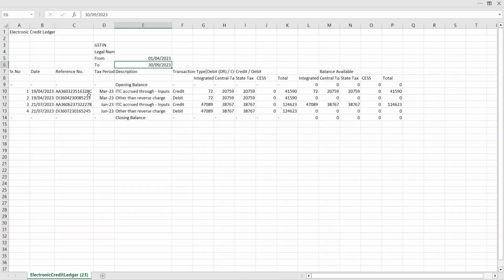Now, are you able to see the April 23 to September 23 sheet? Yes, sir. You see here, in March 23, I have claimed 72 rupees as input credit, right? Where did I get this 72 rupees? Did I get it in the month of March or in the month of April? Definitely, I got this in the month of March. That's why, if you see this March 23 tax period, there was a balance on 31st March of 72 rupees of IGST, which I am claiming in 3B on 19th April.